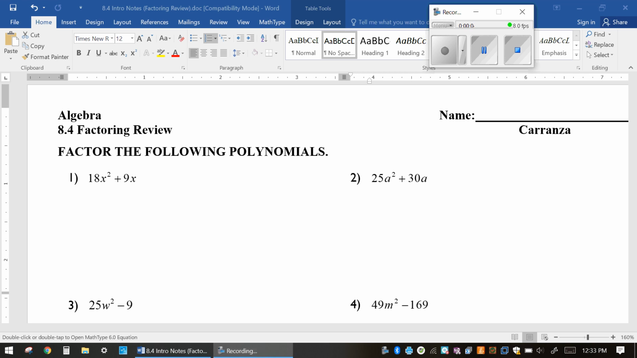Hi, everyone. Welcome to your first e-learning assignment for algebra. I know we started learning how to graph parabolas, which are quadratic equations, quadratic functions, the ones that make the U shape. But since you probably won't have graph paper at home, we're going to wait to graph those till we come back.